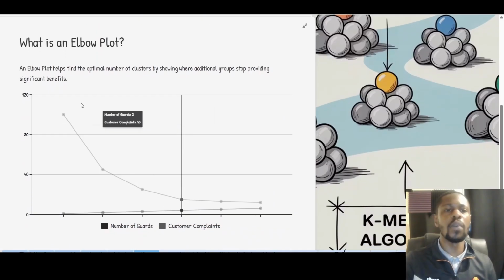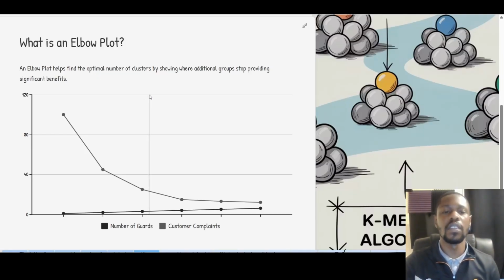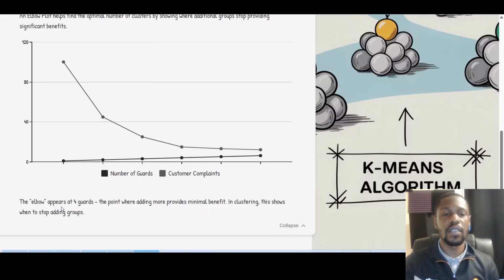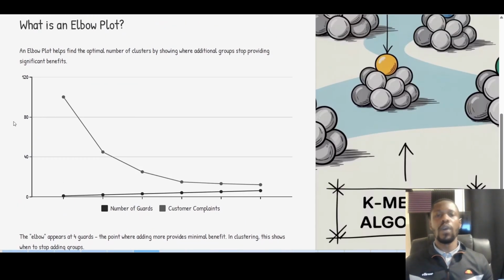So what is an elbow plot? An elbow plot helps to find the optimal number of K, otherwise known as clusters, by showing where additional groups stop providing significant benefits. Okay, so imagine we own a shopping center, and we need to employ a certain number of security guards, but we don't want to spend additional money by having too many security guards where it's not necessary, but we also don't want too few security guards where they can't cover the whole shopping center in an efficient way.